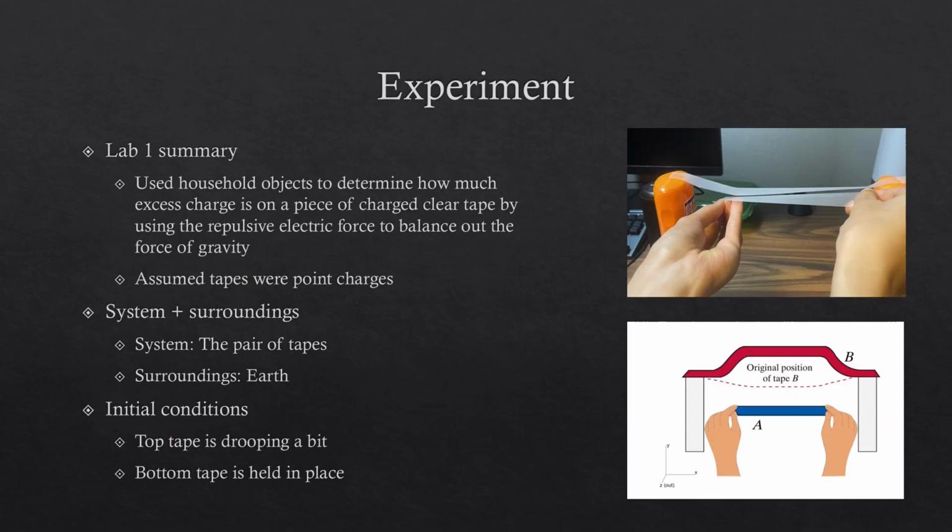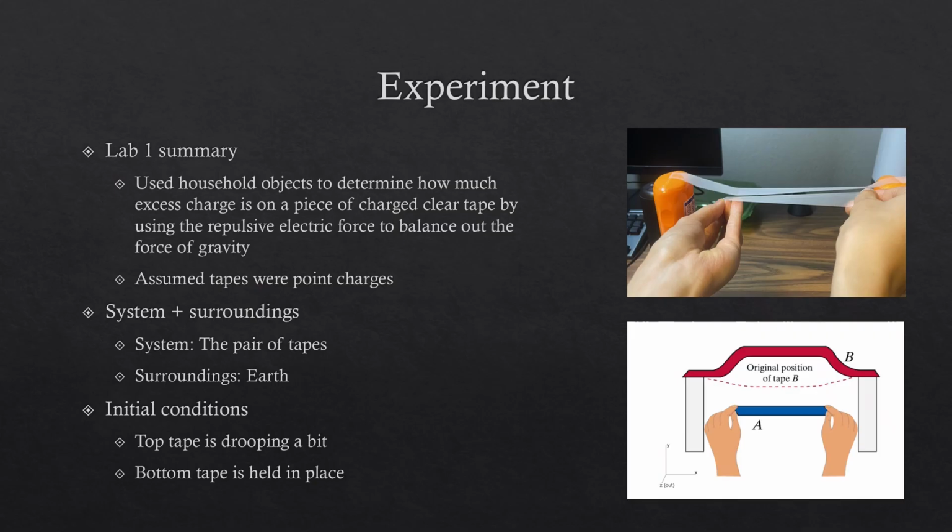So for the actual experiment, Lab 2 was just an extension of Lab 1, where we used household objects to determine how much excess charge was on a piece of charged clear tape by using the repulsive electric force to balance out the force of gravity. And for Lab 1, we assumed that the tapes were point charges. The system was the pair of tapes, while the surroundings was Earth.